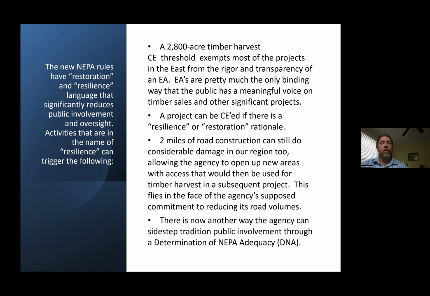And these categorical exclusions are being triggered by restoration and resiliency language. If a project is under, say, 2,800 acres and it has restoration and resiliency as a goal, the agency doesn't really have to involve the public like it does traditionally on timber sales or forest projects. So this puts a whole new spin on the 3 Rs, in that it goes beyond forest ecology to forest policy and the public's involvement in it.